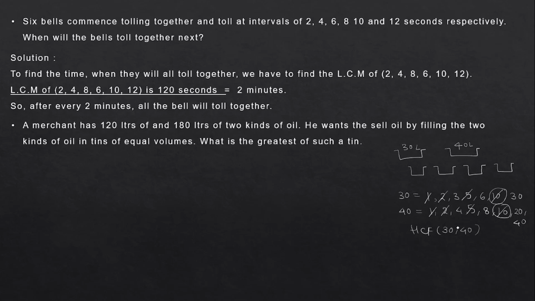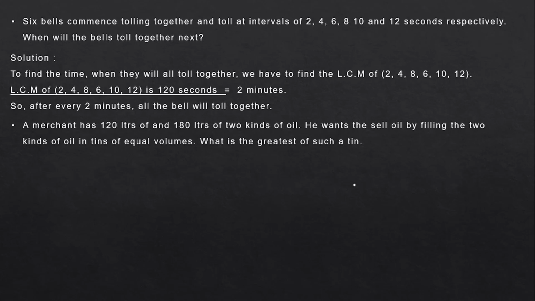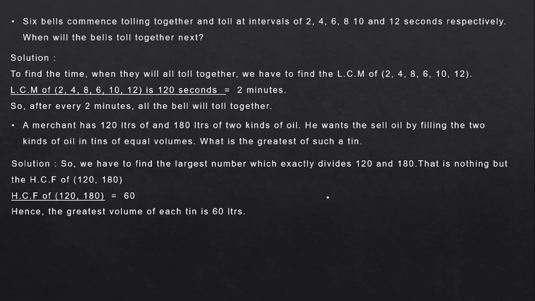So, to find the tin of the greatest capacity that can contain both 120 and 180 liters, what do we have to do? We have to find the HCF of both the numbers. The same explanation. So we find the HCF of 120 and 180, which is 60. So the greatest volume of each tin is 60 liters.